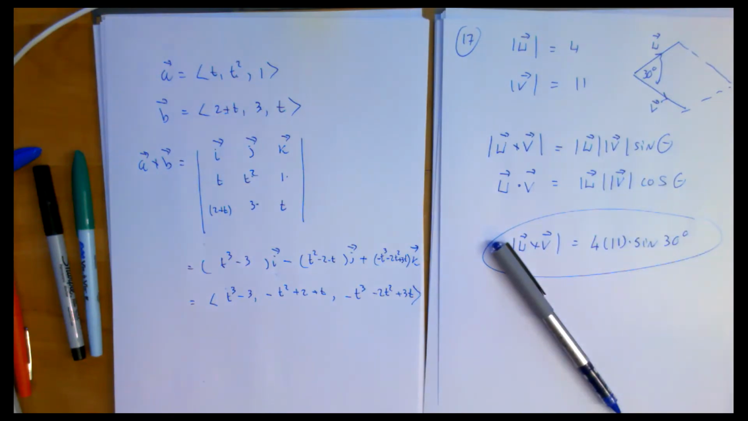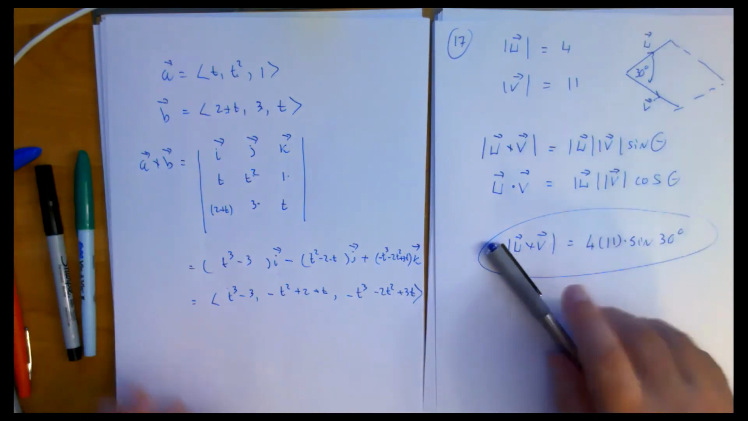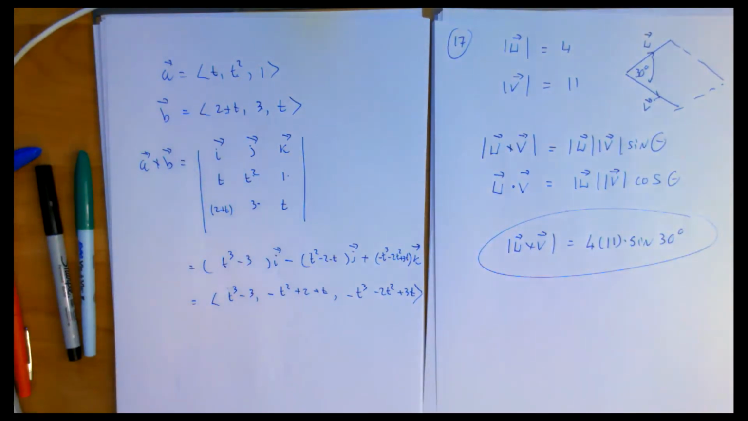Why is it sine theta when you calculate the magnitude of the cross product? Why is sine theta in there? It's not going to be a nice answer. Trust me, I'm a mathematician. It works. That's all I'm going to tell you.